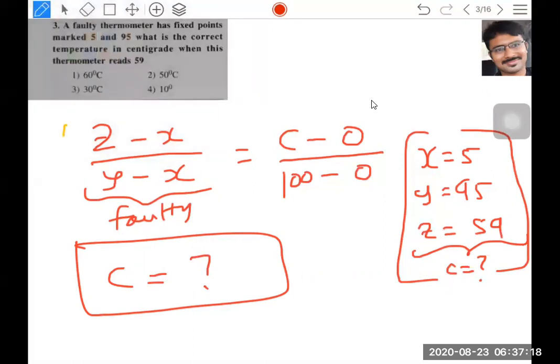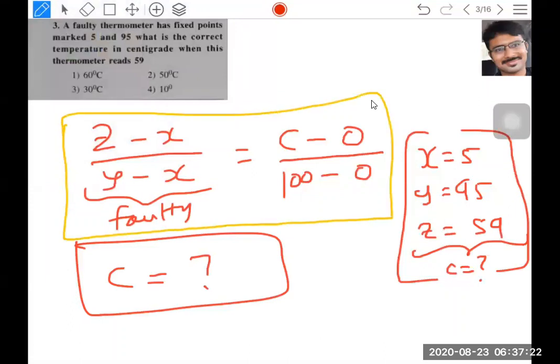And again, what they did: for the faulty thermometer, it is taken like (Z minus X) by (Y minus X), and they compared it with the centigrade scale. Why did I select the centigrade scale? Because the options are given in centigrade. So I selected the centigrade scale, and in the question they gave the Z value 59, lower fixed point 5, upper fixed point 95. This is Z, this is the lower fixed point, this is the upper fixed point, like that they have mentioned.